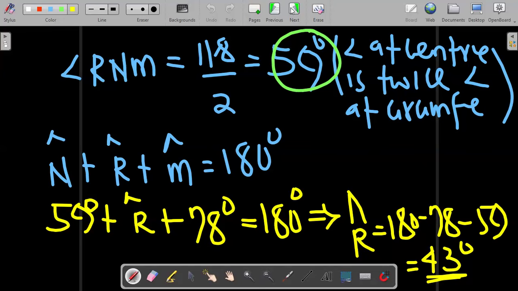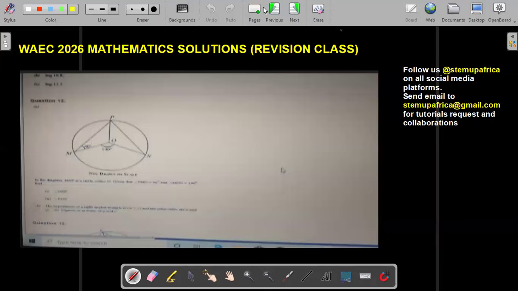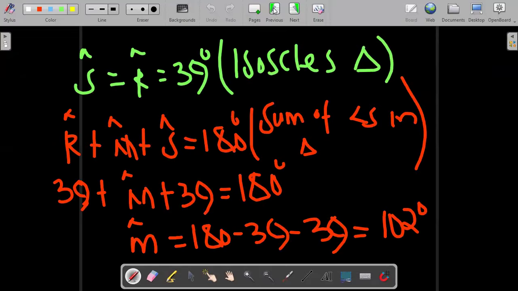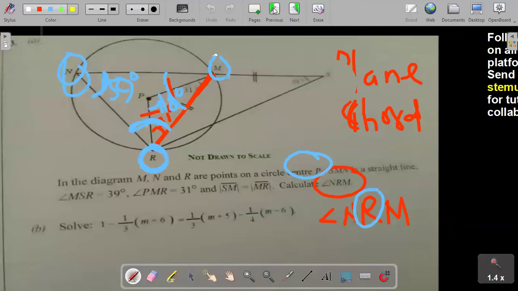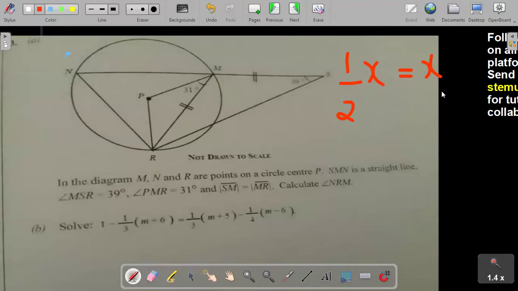I'm done. Okay. So let's go to question B. There's something I want you to learn from this question B. Anytime you see something like this, if you see 1 over 2x, for instance, 1 over 2x is also written as x over 2.